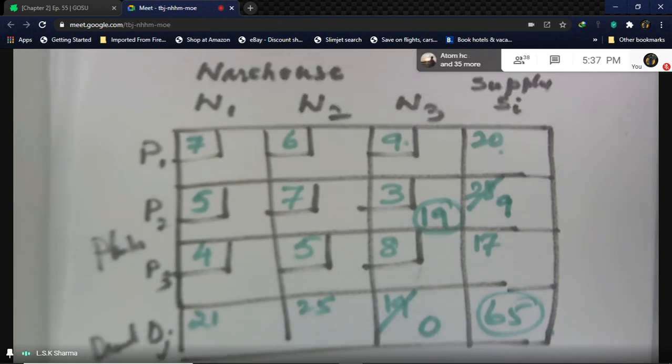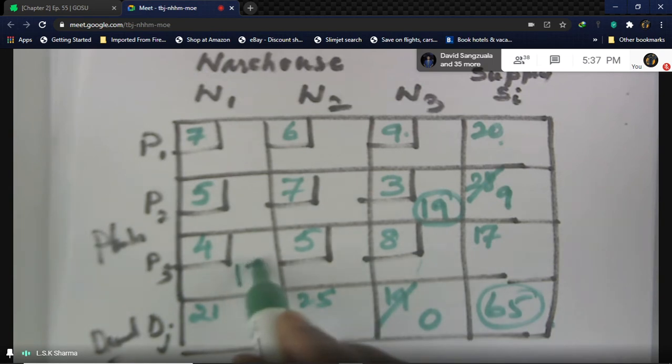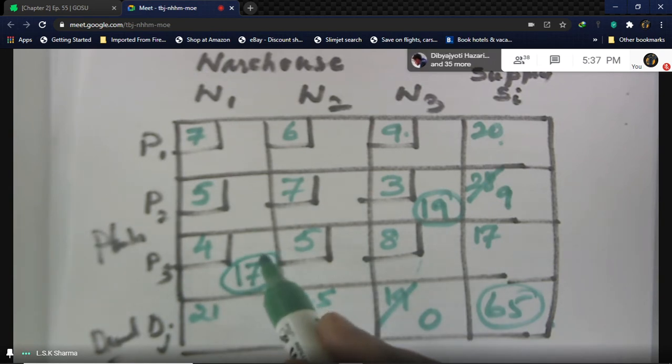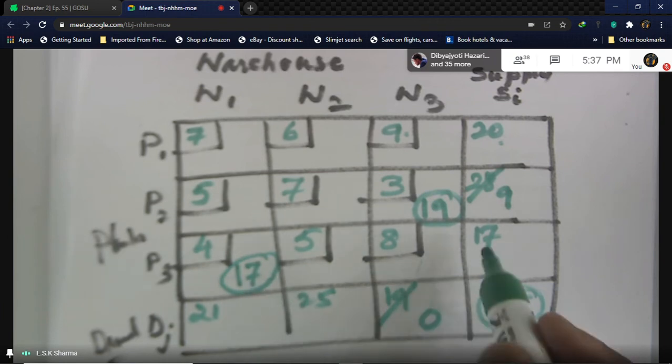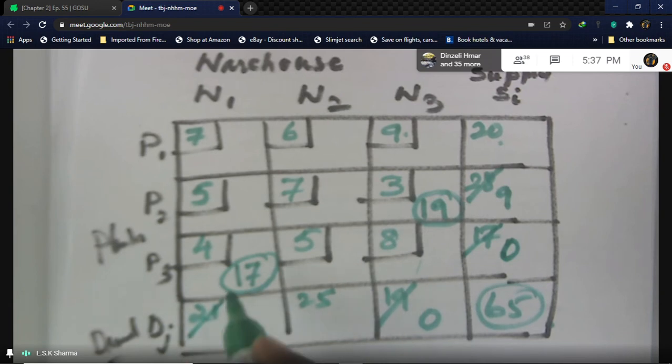Now the second step is, after this 3, look for the next least cost. What is the next least cost? 4. So in this 4, how much can I allocate? 17 and 21 I can allocate, which is the least one? 17. Okay, so I'm allocating 17 here. So subtract the 17 from here, you get 0. 21 minus 17, 4.